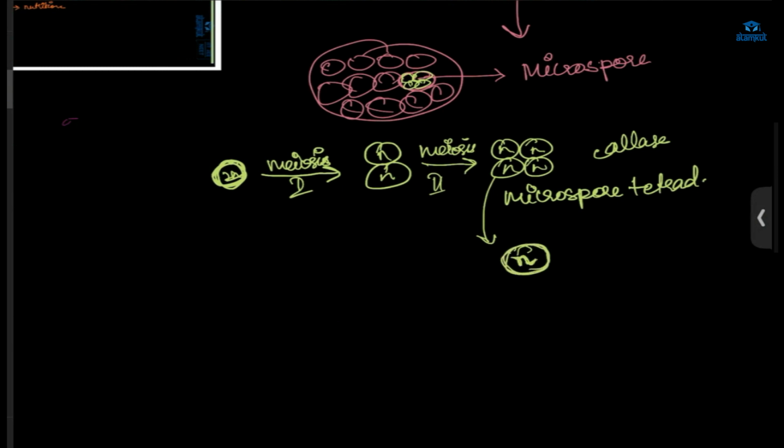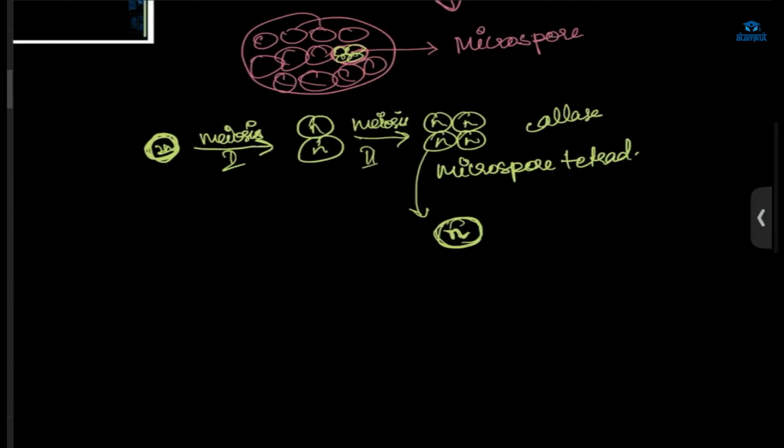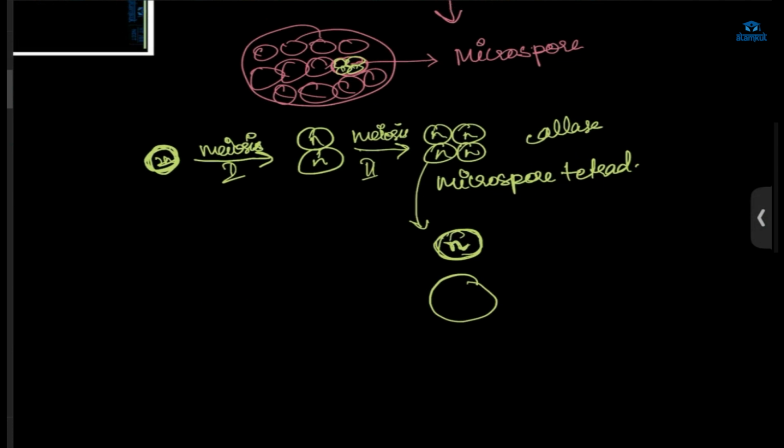Now this is in gametophyte form. Next we have to make this into a mature pollen grain. How will that happen? After the microspore tetrad, they will mature. How is this microspore maturing, how is it forming into the pollen grain? That's what I'm asking. They first dissociate.